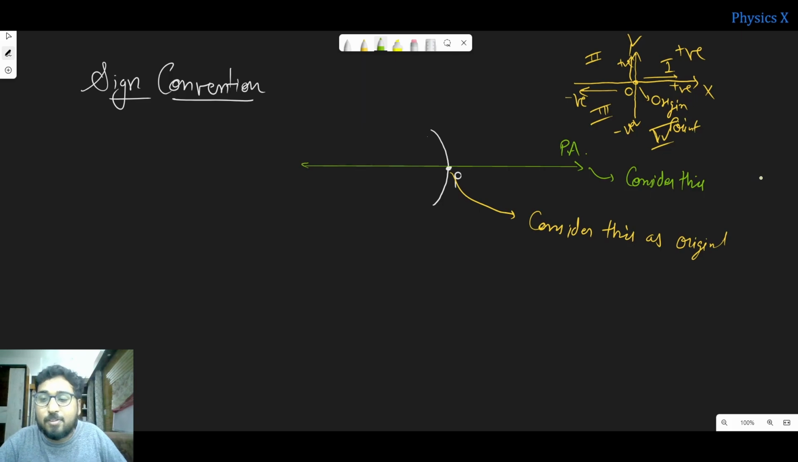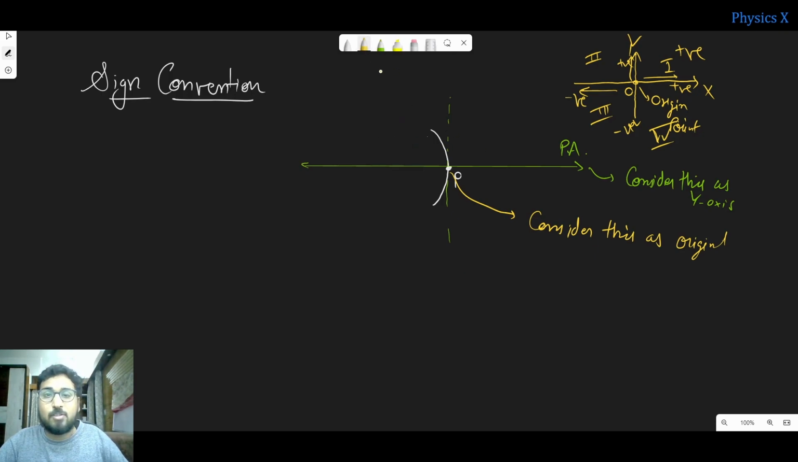This is not the y-axis, this is not a Cartesian plane, but for learning and remembering this sign convention, we need to learn it in this way: consider this as the y-axis, and consider this as the origin. Now somewhere perpendicular to this y-axis, this will be your x-axis. Now similar sign conventions will be there.